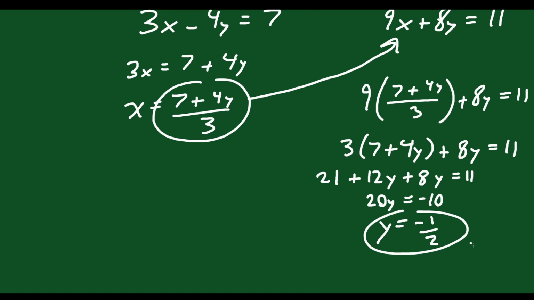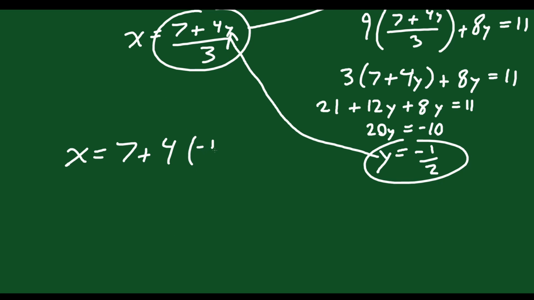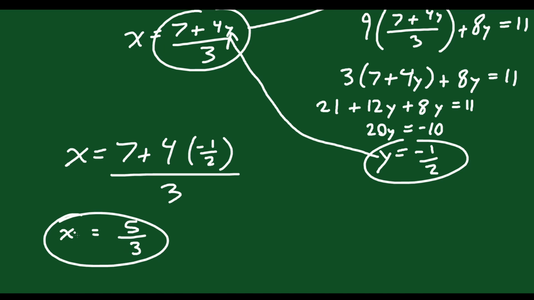So same answer that we got when we used substitution. So it doesn't make a difference which way you do these questions. And then of course you could solve for x. You could take this definition and plug in the y value. So you just plug that back into here. So x is equal to 7 plus 4 times your y value, which is negative a half, divided by 3. 4 times negative a half is negative 2. 7 minus 2 is 5. So you get 5 over 3. So again, the exact same answer for x that you get if you use elimination.